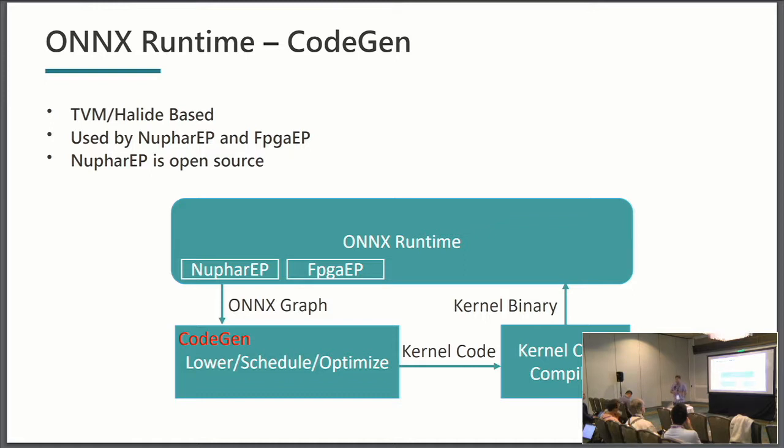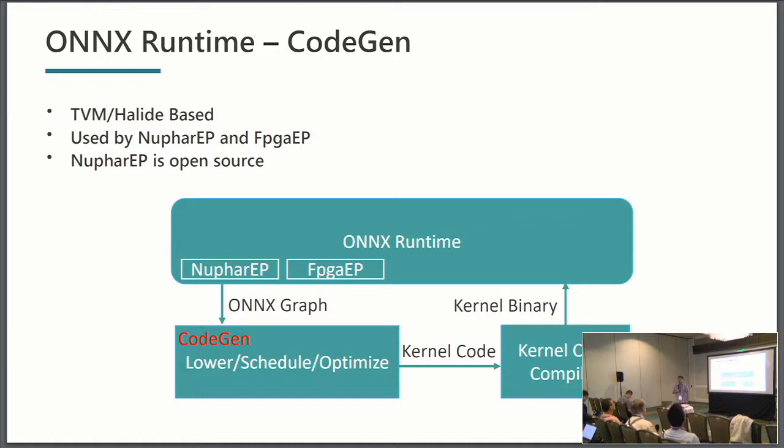For code generation, ONNX Runtime added code generation inside. At present, the code generation is TVM Halide based. It is used by two EPs: one is the NeoFire EP, the other is the CUDA FPGA EP. The NeoFire EP is already open sourced.